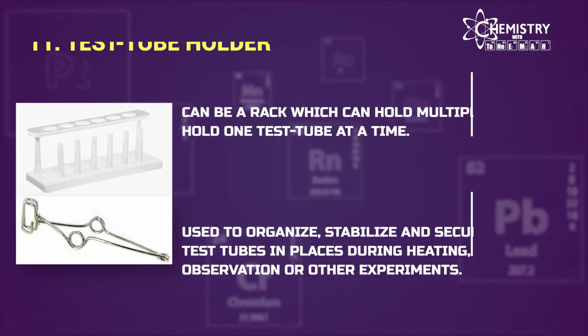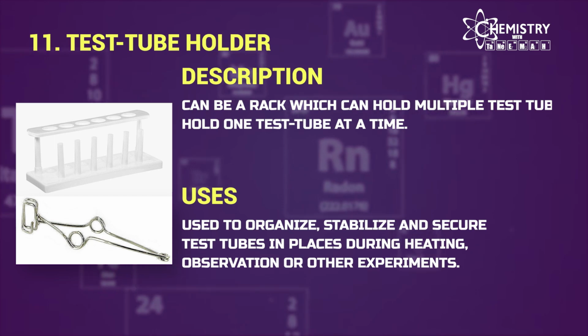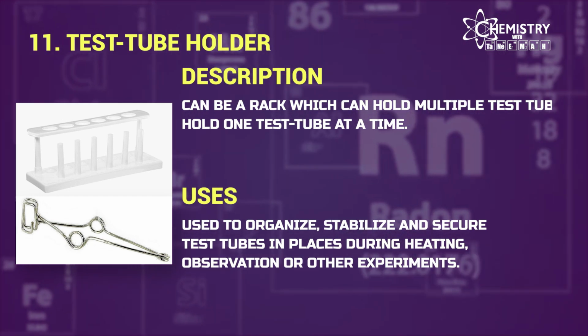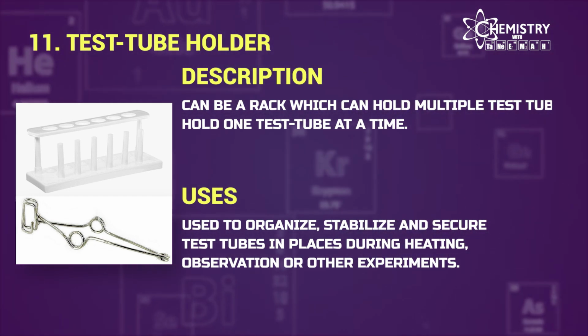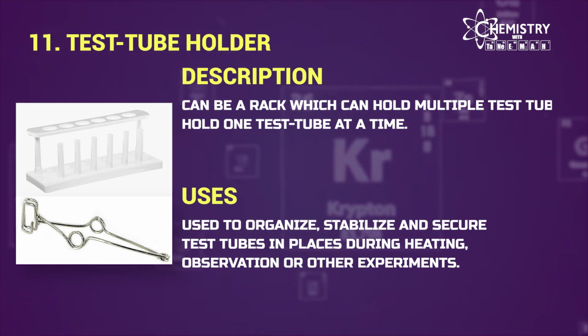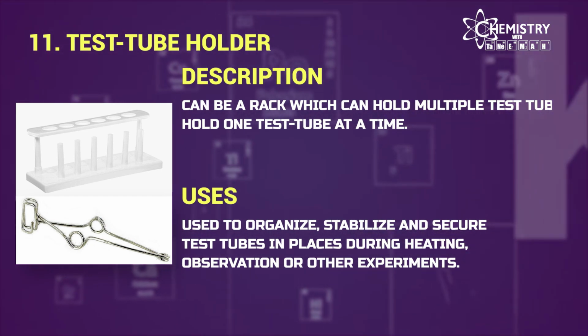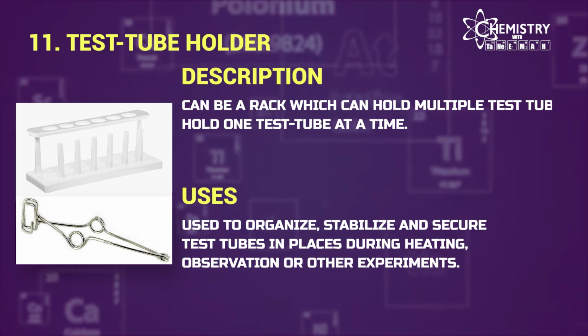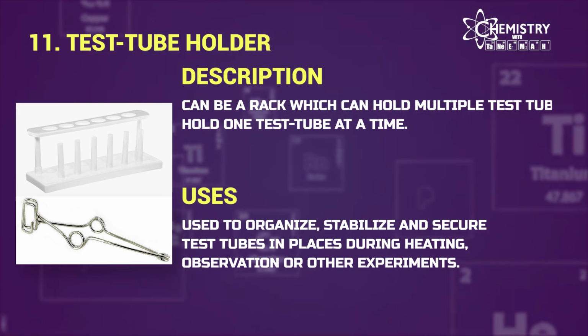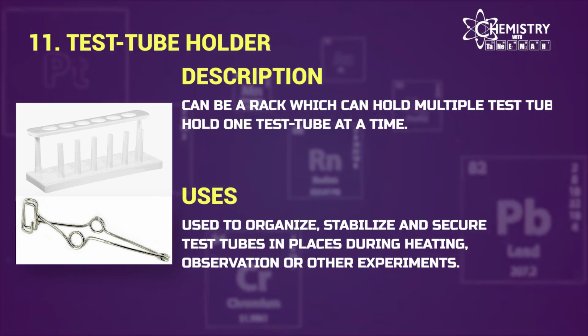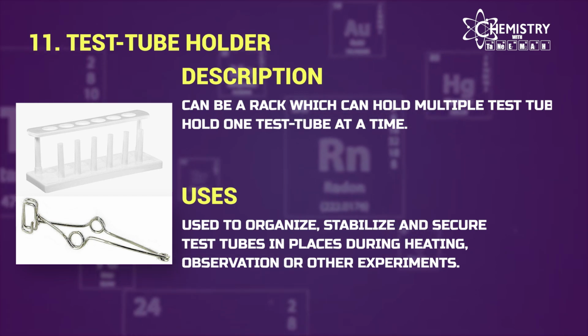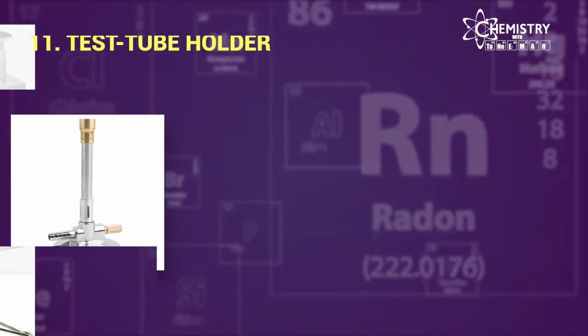Number eleven, test tube holder. Test tube holder can be a rack or a clamp. A test tube rack can hold multiple test tubes upright, but a clamp can only hold one test tube at a time. A test tube holder is used to organize, stabilize test tubes and secure them in place during heating or other experiments and observation.